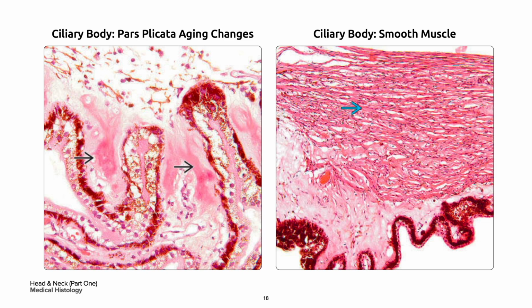On your left, the amount of stroma present in the pars plicata increases with age. In this section, the stroma is thickened and hyalinized in single black arrow.